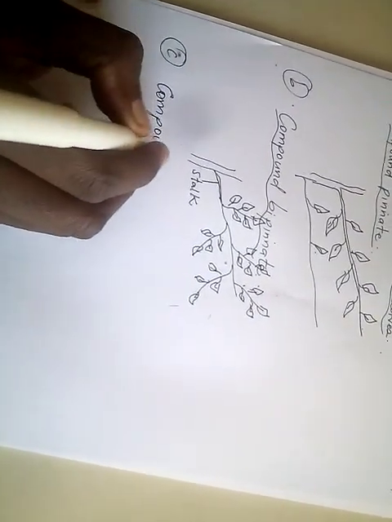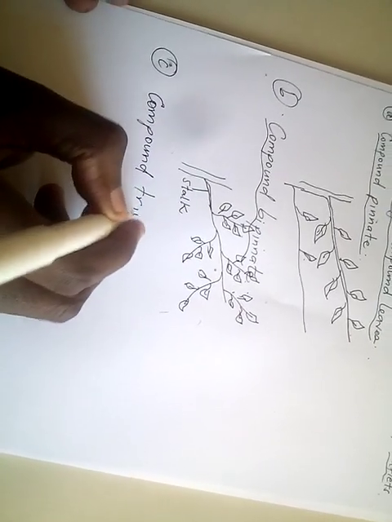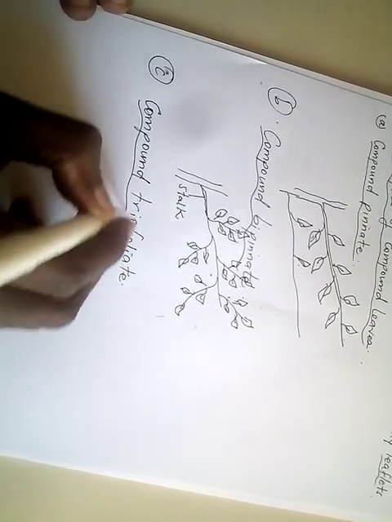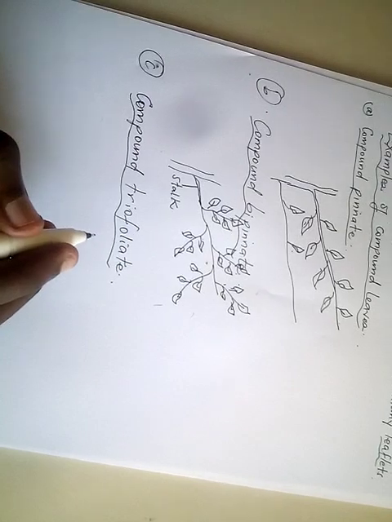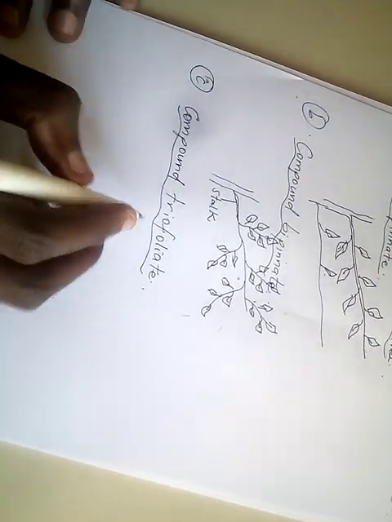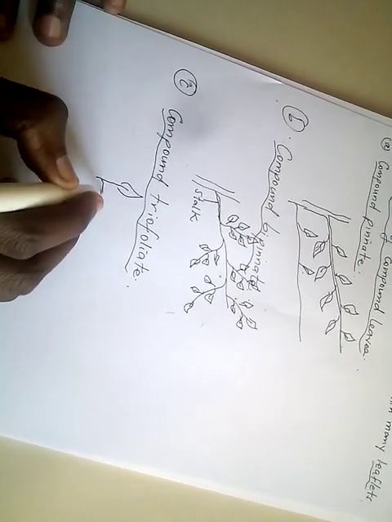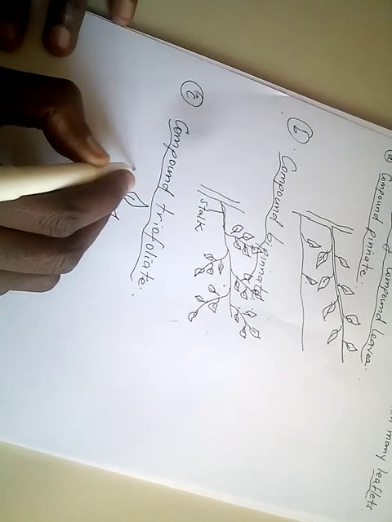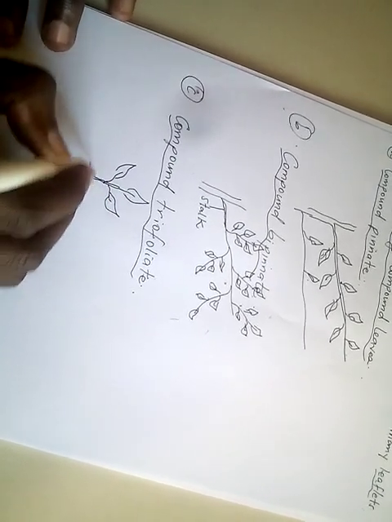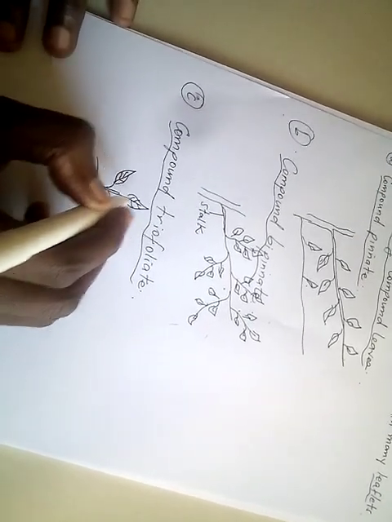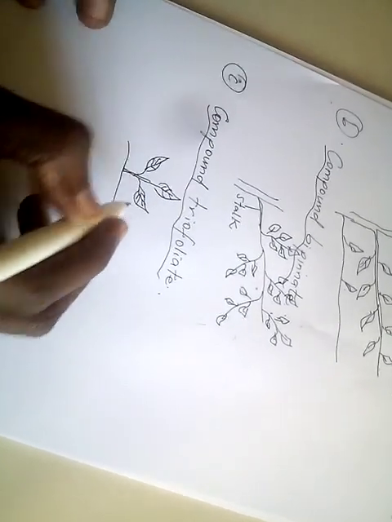Then we shall go to the third one, known as compound trifoliate leaf. As you hear the word tri, trifoliate, tri means 3. So this one means that it has only 3 leaflets connected to one leaf stalk. And if they tell you to draw a compound trifoliate, this is how you must draw it.